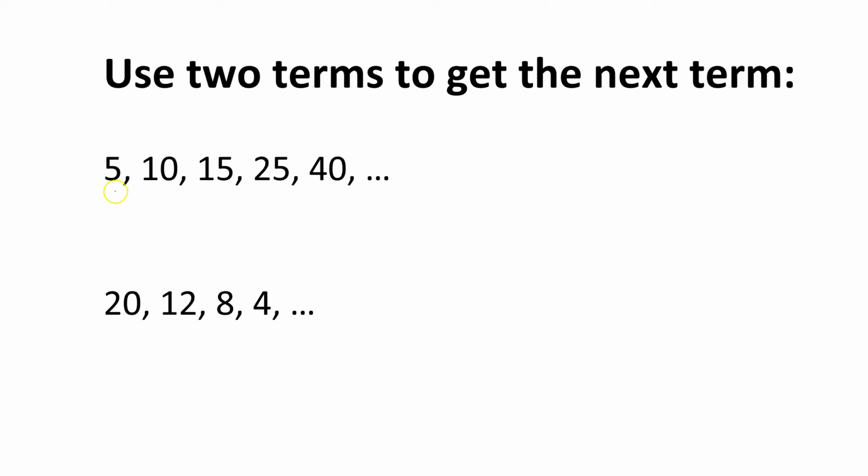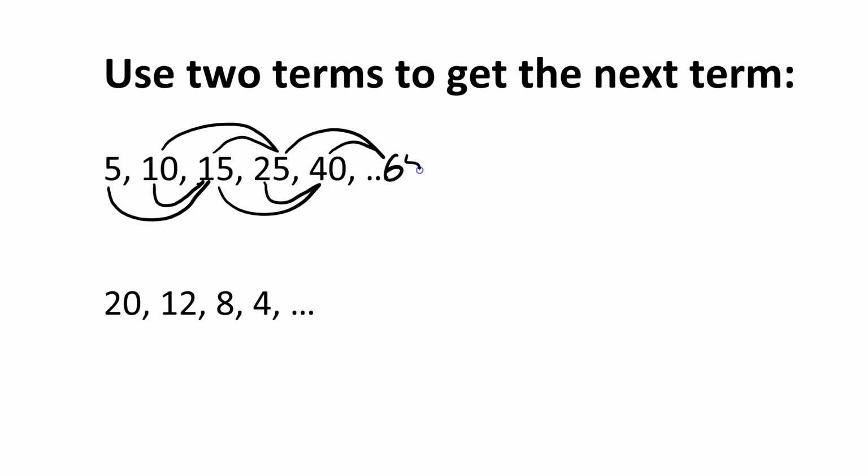So what we can see happening is if I take 5 and add 10, I'll get 15. If I take 10 and add 15, I get 25. If I take 15 and 25, I'll get 40. So to get this next term, I should add 25 and 40 to get 65.